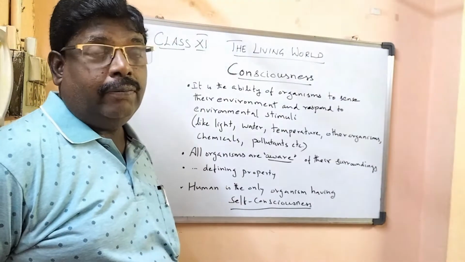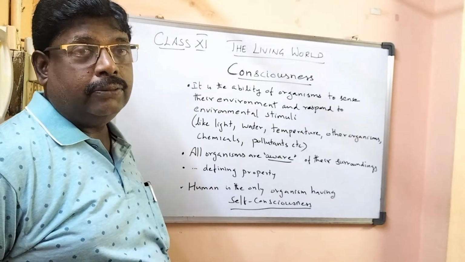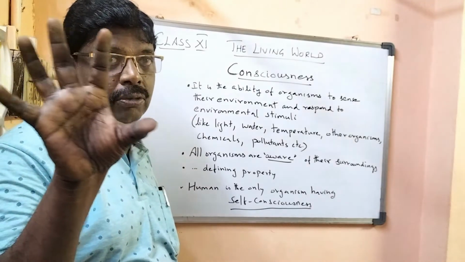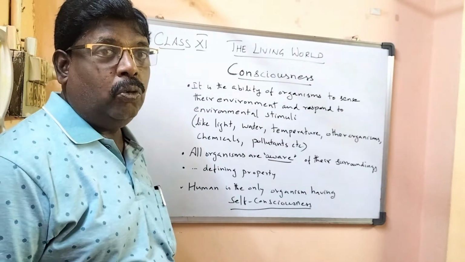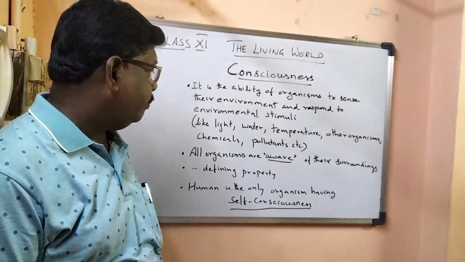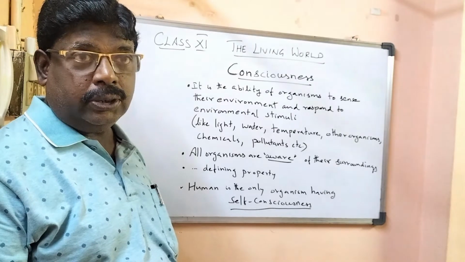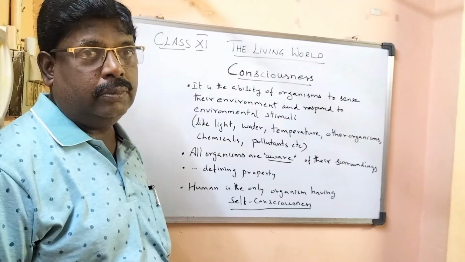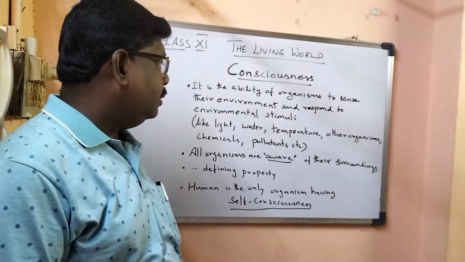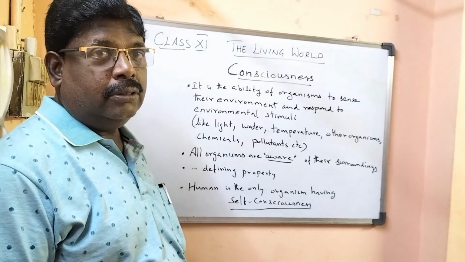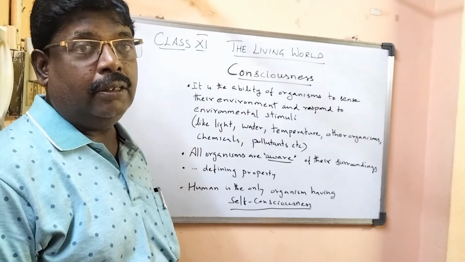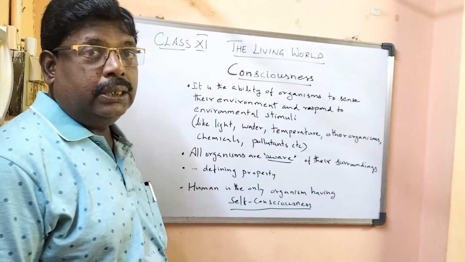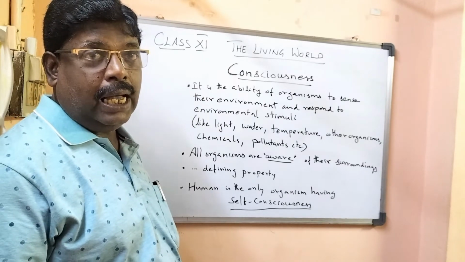When we talk about light, there are some plants which are very sensitive to light. For example, the sunflower will turn towards the sunlight. The movement. So it is responding to sunlight. Likewise, roots, they move towards the soil to absorb water. It's a response to the stimuli. Similarly, temperature, there are some bacteria which can tolerate high temperatures.